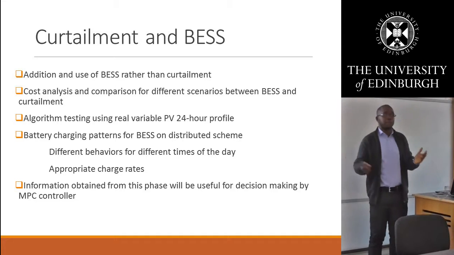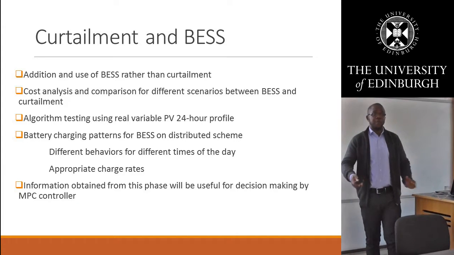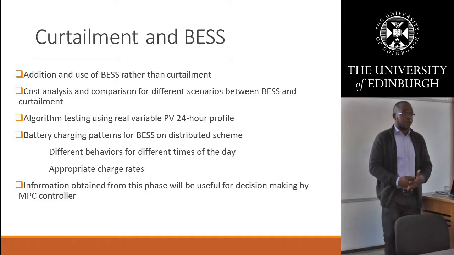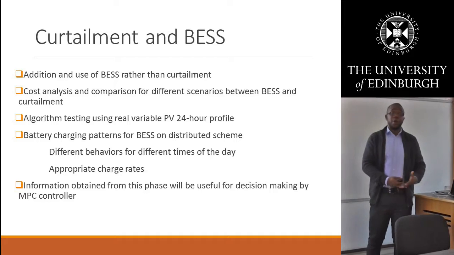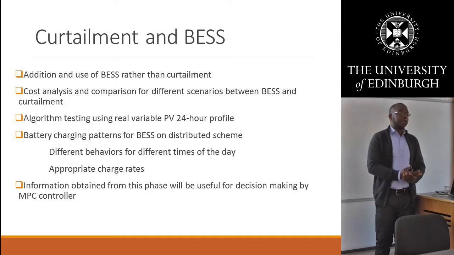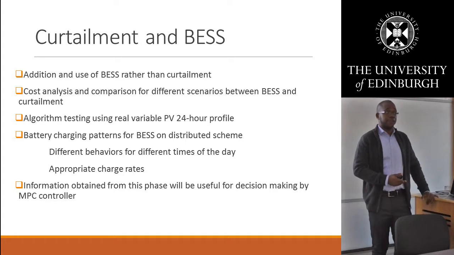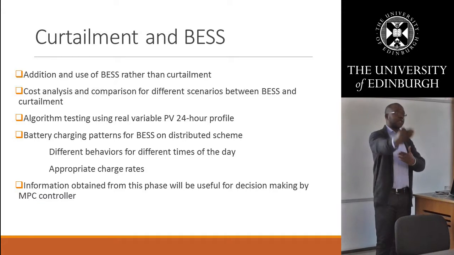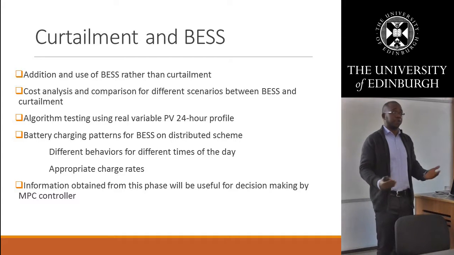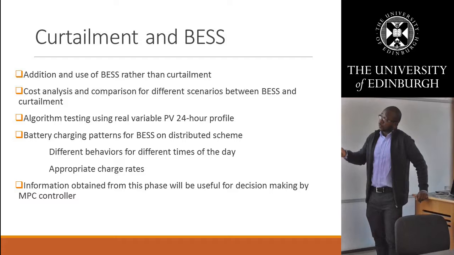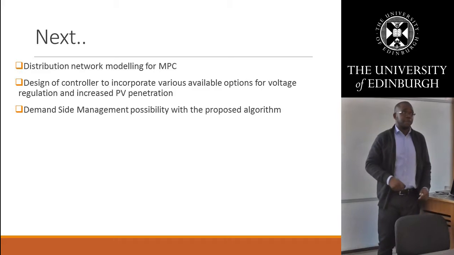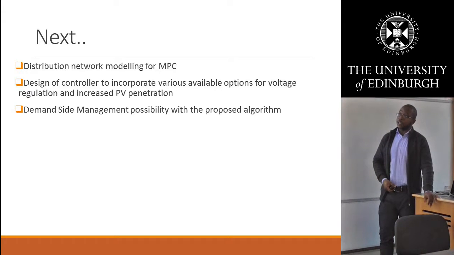So the controller I'm trying to design at the end of the day is going to have to make decisions between use of BESS or curtailment or reactive power in the distribution network. So a knowledge of the costs at different times of the day or for different seasons is going to come in handy for the controller to be able to take decisions. So we have this particular situation, what do we do for this network? Okay, and so the MPC controller is going to be the next phase, from January. That's what we're going to be looking at.